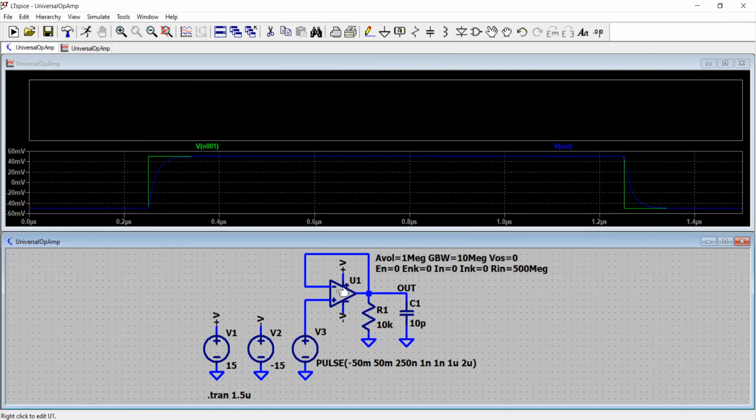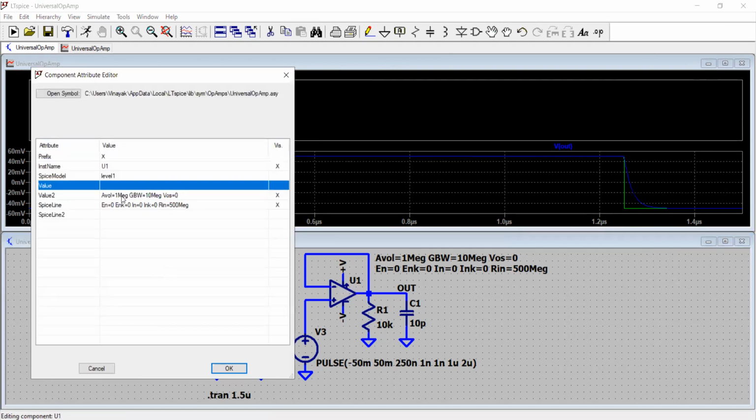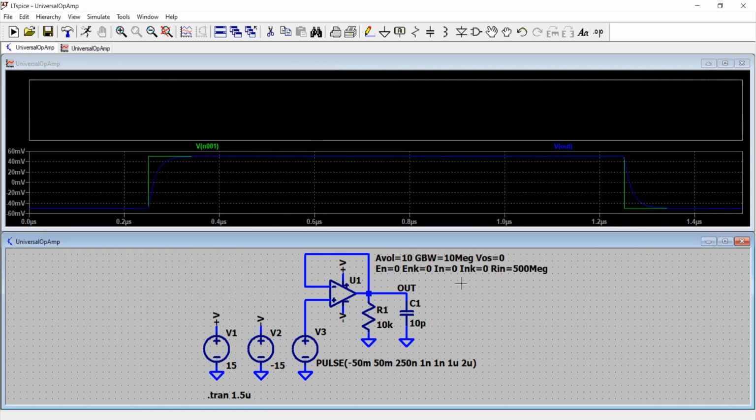Now I want to play with the op-amp parameters. For example, I right click the operational amplifier. Here are those parameters. The gain is set to 1 mega, but now I want to just have it 10, and we'll see what happens. So 10 is very low gain. And now I will just click the button here. And do you see the difference? The output has changed. Before it wasn't the case.